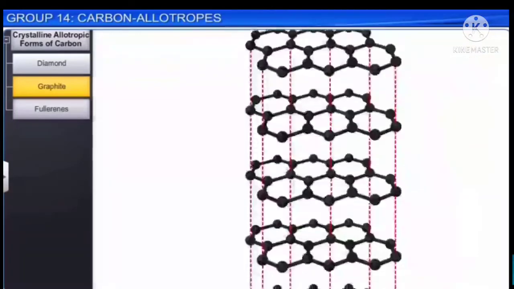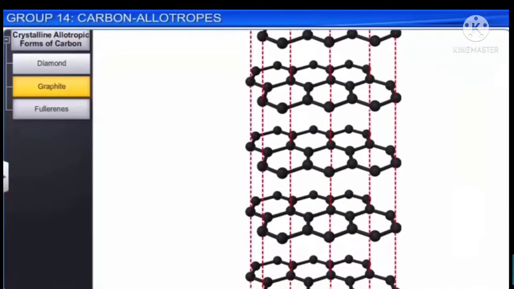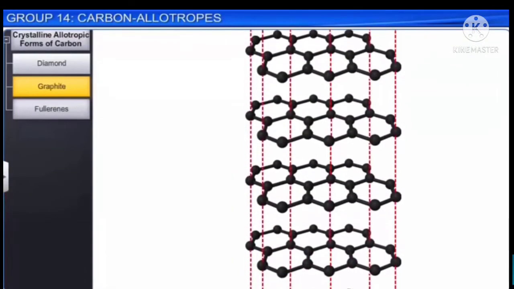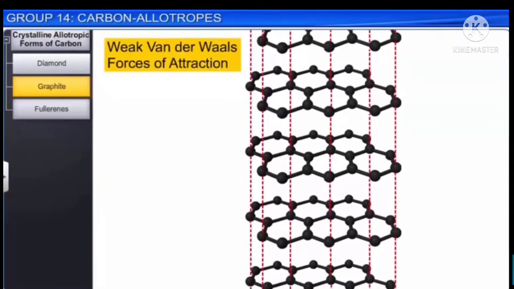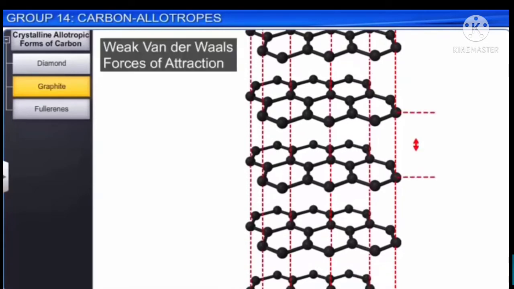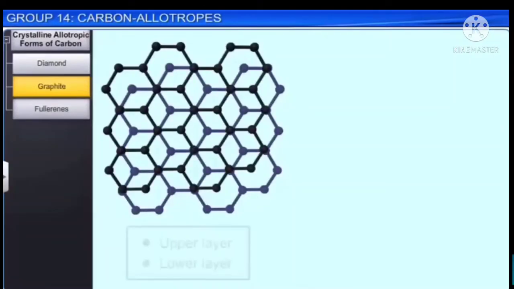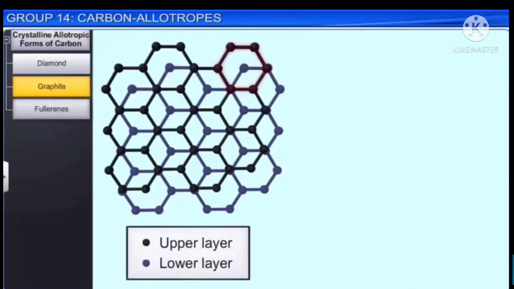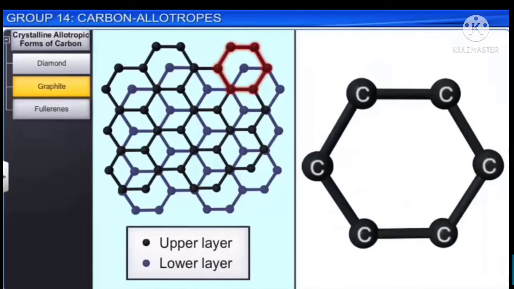Graphite has a layered structure. These layers are held together by the weak van der Waals forces of attraction. The distance between any 2 successive layers is 340 picometers. Each layer of graphite is made from planar, hexagonal rings of carbon atoms, as shown in the diagram. All the carbon-carbon bonds are 141.5 picometers in length.